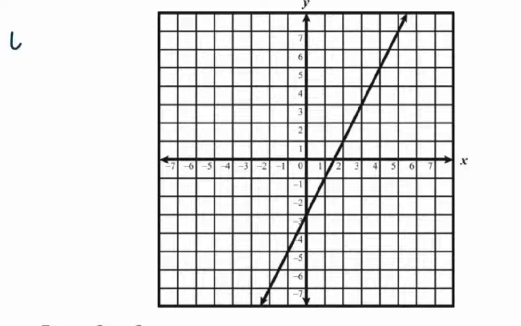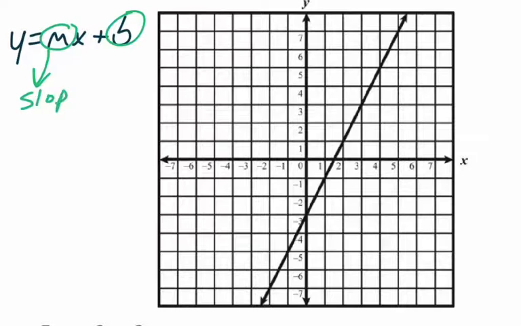Remember, we're writing the equation in y equals mx plus b, and we need to find the m and we need to find the b. The m, of course, like we've talked about, is the slope. And the b is the y-intercept. I'm just going to put int for y-intercept. And that's the first thing we're going to look for: the y-intercept.